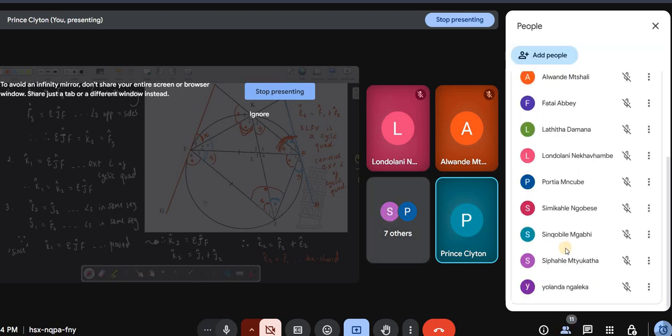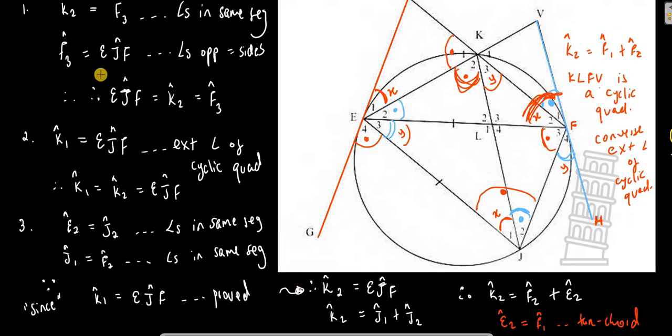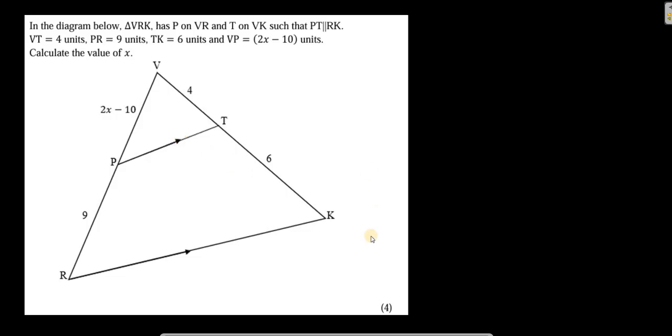Alright, so I hope it was clear, guys. So we're going to look at another one. So this is the next one, right? You are given a diagram. You just need to find the value of x. I'll give you a few minutes to try it out, and then we can work it out.